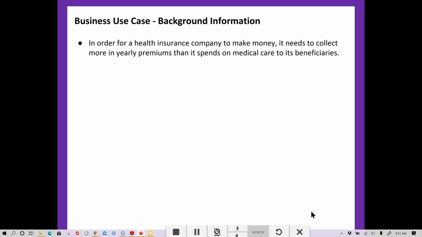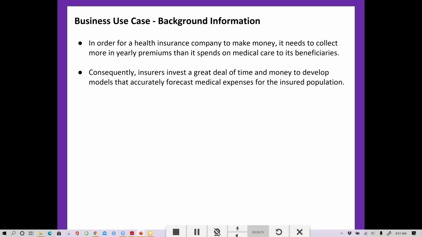So here we go. In order for a health insurance company to make money, usually they need to collect more in yearly premiums than they will spend for beneficiaries of their insurance plan. And in order to ensure that they have enough money to cater to the health costs of those who benefit from their health plan, insurers usually invest a great deal of time and money in order to develop models that can accurately help them to predict medical expenses for the insured population.